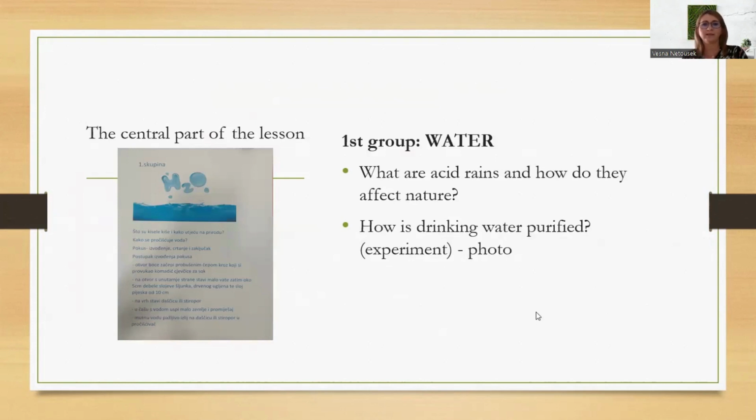The central part of the lesson: the teacher will divide the class into 5 groups, and each group will get its own task. So the first group will deal with the topic water. First, they have to read the questions and, of course, make a little research about these questions. So the question is, what are acid rains and how do they affect nature? After they do research, they will think about how drinking water is purified. They will make an experiment.